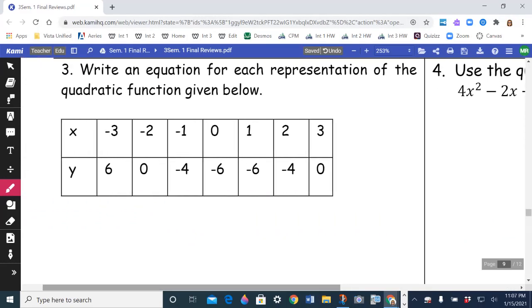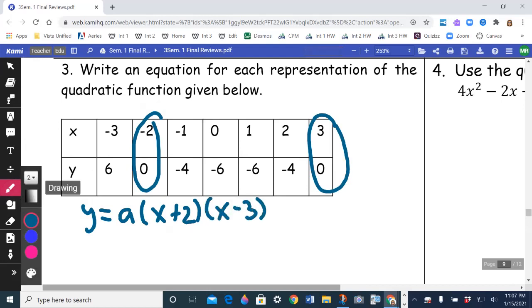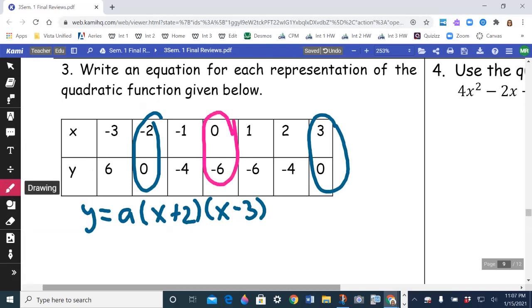On 3, more practice with writing an equation of a quadratic. So we've got these zeros, our x-intercepts, of y equals a times. The negative 2 comes from an x plus 2. The 3 comes from an x minus 3. And then I'm going to put in a point. So 0, negative 6 is a nice one. And so I got negative 6 is equal to a times 0 plus 2, 0 minus 3.